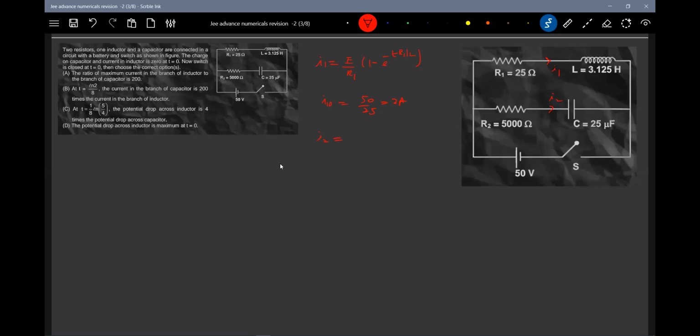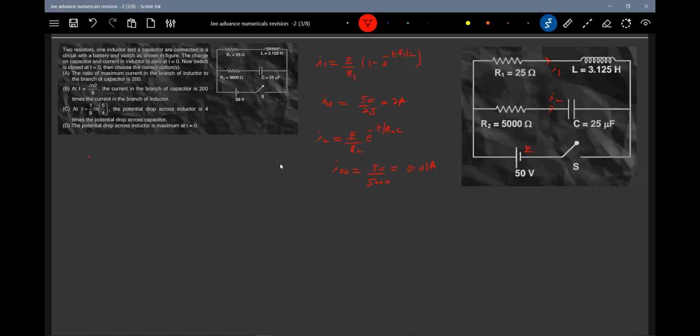What about similarly current in the capacitor? It should be decreasing exponentially. So this will be E by R2, e to the power of minus t by lambda. Lambda is RC here. So what is the maximum current? I2 naught should be equal to 50 by 5000, 0.01 ampere. I think they are taking the ratio of maximum current in the branch of inductor to the branch of capacitor. Ratio of these two.